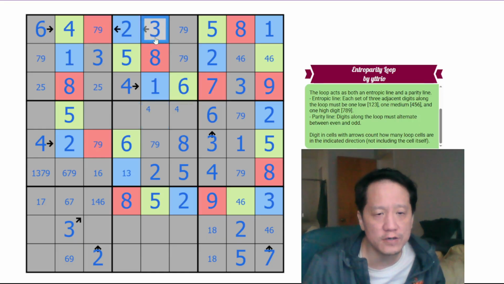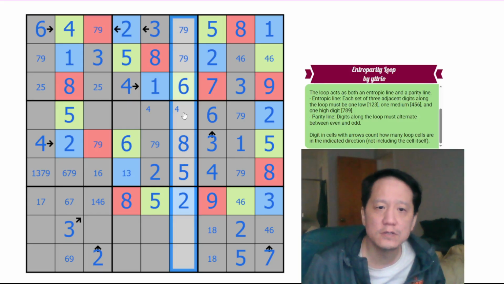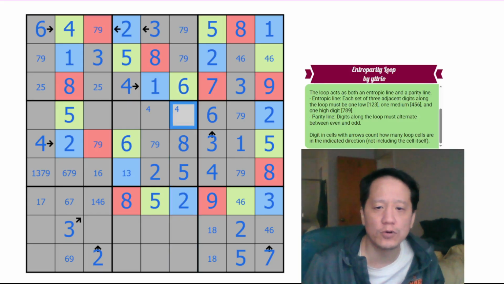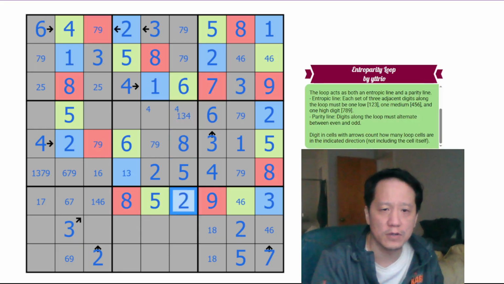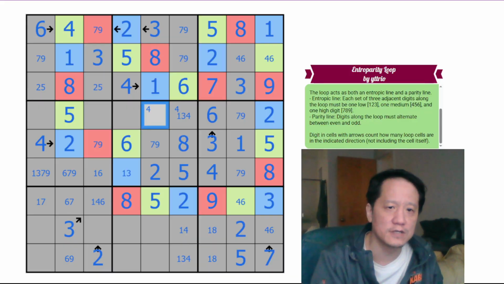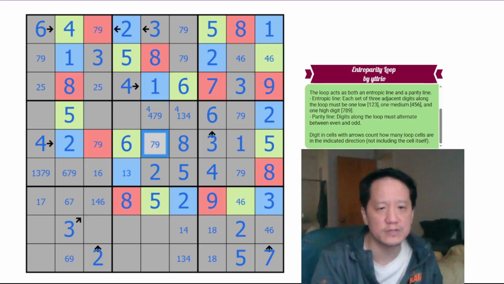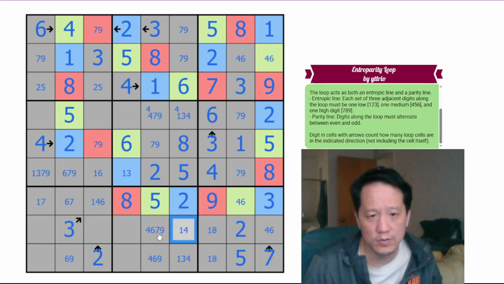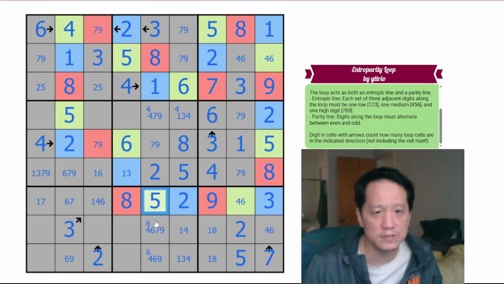Remaining digits of column 6. We have 1, 3, and 4. And this can't be 3 because of 3 in the row. Remaining digits of column 5. We have 4, 6, 7, 9. So 4, 7, 9 here, this cannot be 6. No 7 here because of 7 in the row. So one of these is a 6.